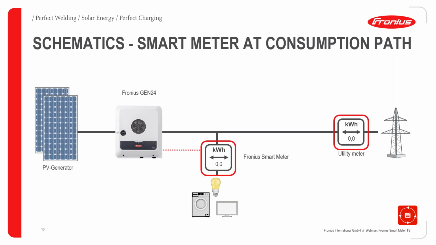Yeah, and the second position where we can set the Fronius Smart Meter is actually the consumption path. If it's for some reason not possible to set it on the feed-in point, it's also possible to set it here in the consumption path. But please, if it's possible, do it on the feed-in point.